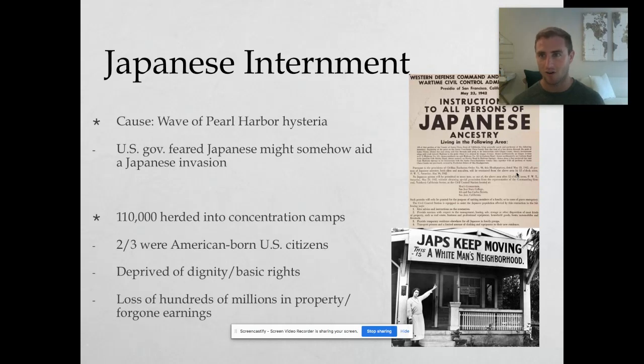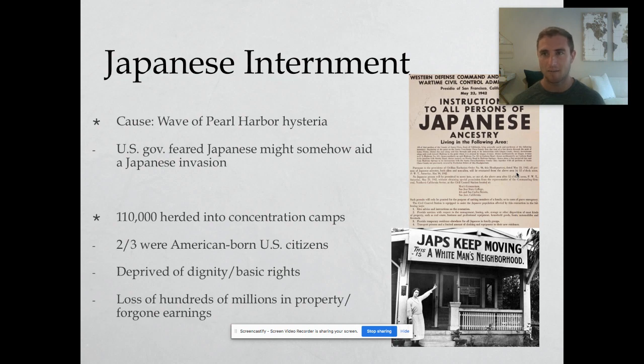There has been in our country a massive amount of anti-Japanese sentiment. And with this attack at Pearl Harbor now, a huge wave of racism, overt racism against the Japanese, to the point where the U.S. government is fearing that in some way people of Japanese descent in the country will aid a Japanese invasion of the United States. And so over 110,000 Japanese are herded into concentration camps.